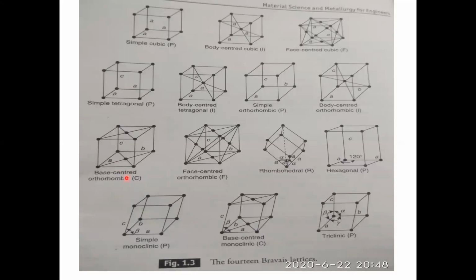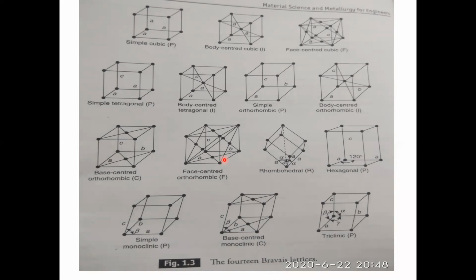Okay, and then face centered orthorhombic. So what is face centered orthorhombic? 8 corner atoms are there, and every face is having what? One center atom. That is face centered orthorhombic. Okay, so these are the Bravais lattices of the orthorhombic crystal system.